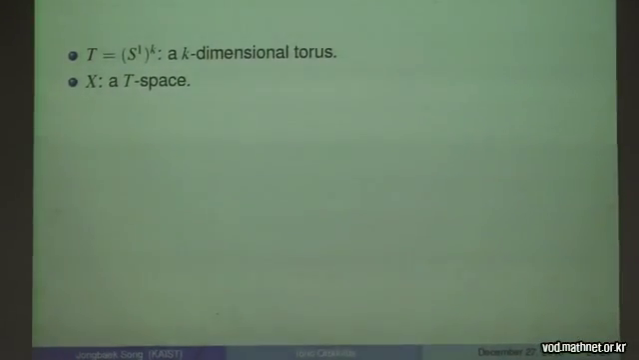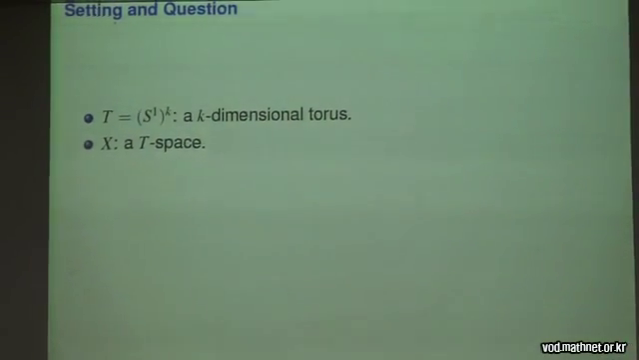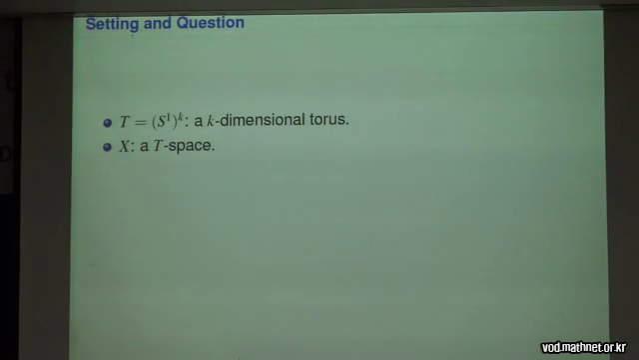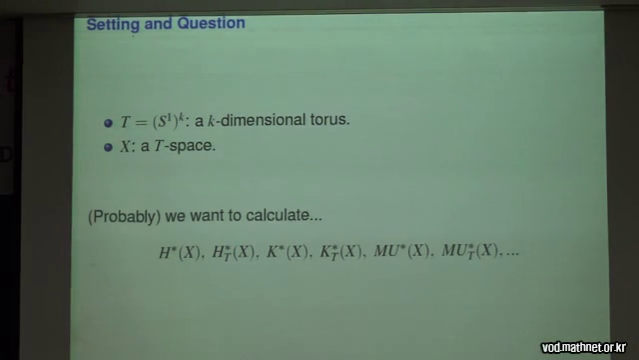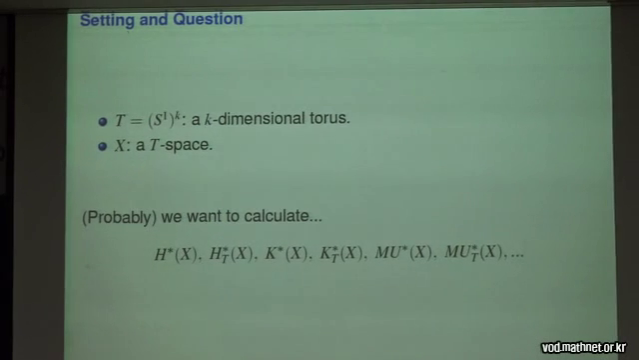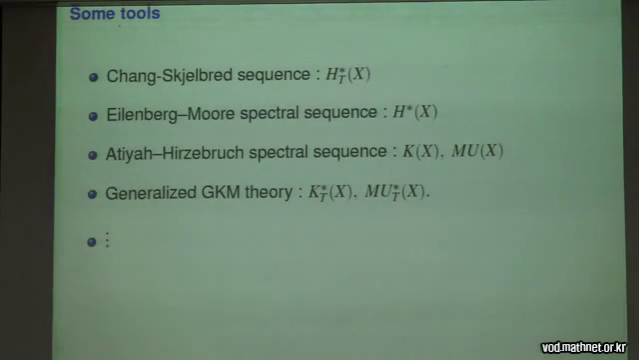This is my setting. T is the k-dimensional real torus, and X is a topological space with a torus action. Probably we want to calculate some topological invariants. As far as I know, there are several tools to compute this cohomology, generalized cohomology theories, like this sequence and spectral sequence.